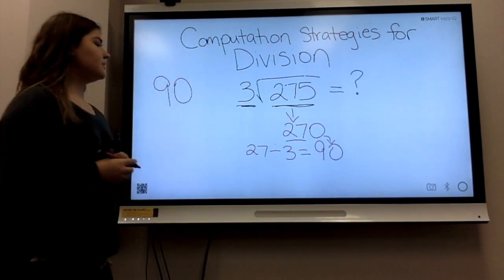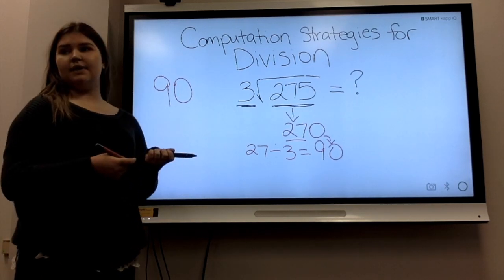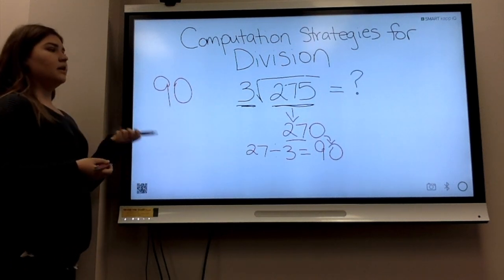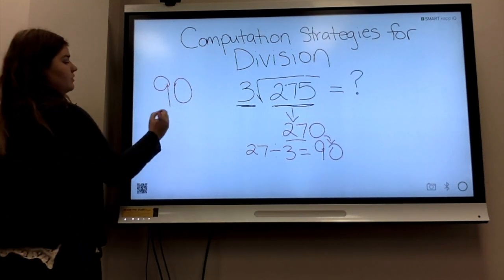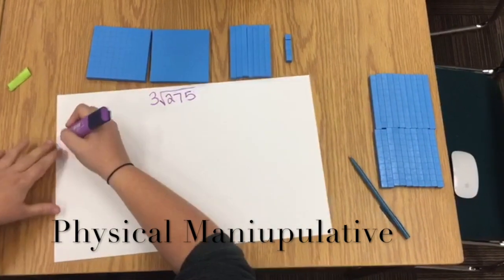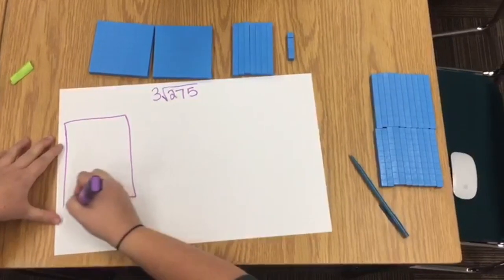Alright, great. So you used mental math strategies of addition and subtraction to estimate the answer. Perfect. So now we know that the solution to the problem should be close to 90. 275 divided by 3. The first thing I'm going to do is draw 3 boxes.